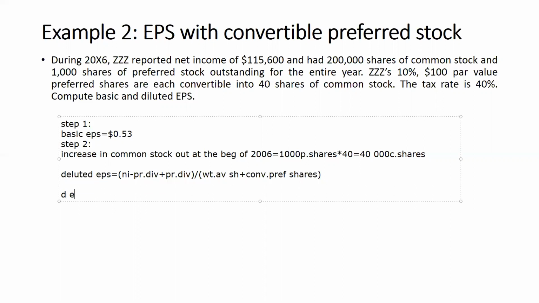So diluted EPS is equal to 150,600 minus 10,000 plus 10,000, and this all divided by 240,000. In total, if you calculate it, it will be equal to 4.48. Is our security dilutive or not? We can answer: yes, it's dilutive. Why? Because it is lower than basic EPS.